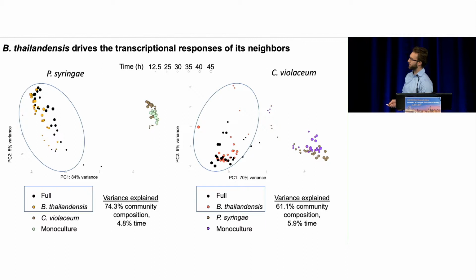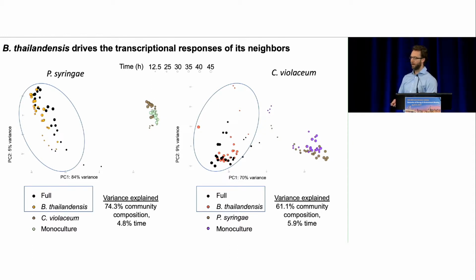And even when we build this up to a full community, when the other member would be present, it doesn't matter, because we see this high overlap in terms of Burkholderia driving the gene expression. When we do variance explained, we see most of it is explained by the community composition, while time explains that to a lesser extent.